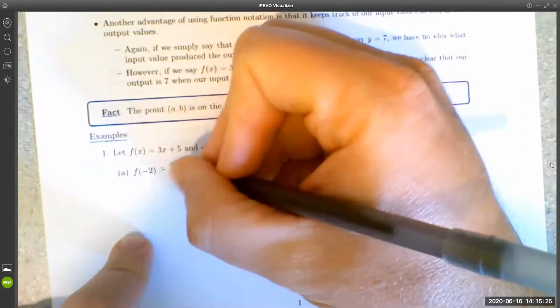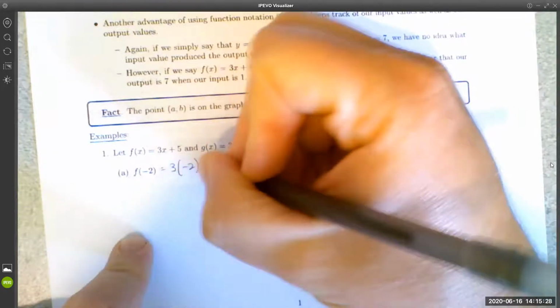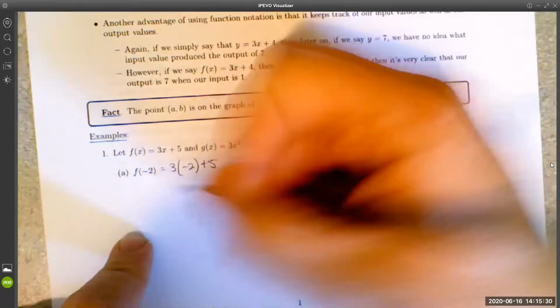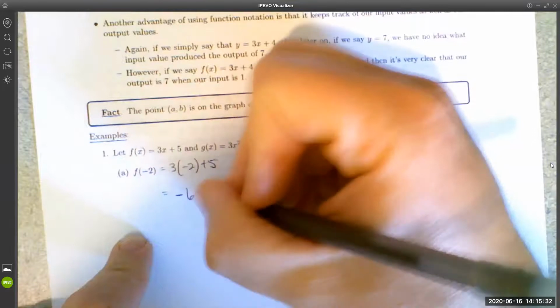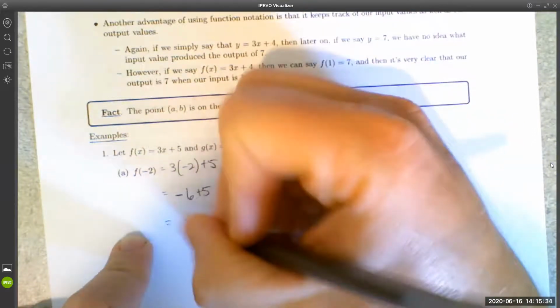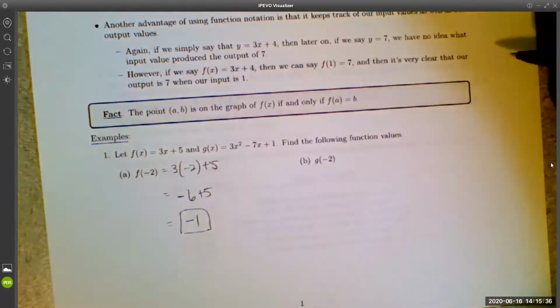So in this case, it's going to be 3 times negative 2 plus 5. And then I can evaluate that, right? I can simplify that using order of operations. So f of negative 2 is negative 1.